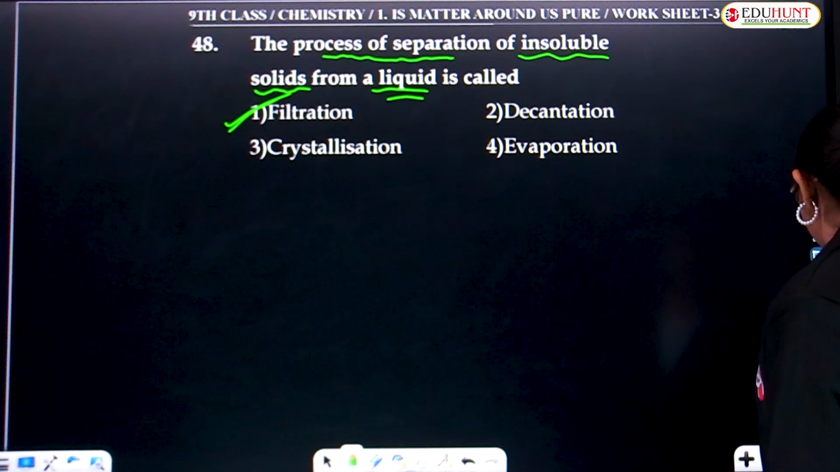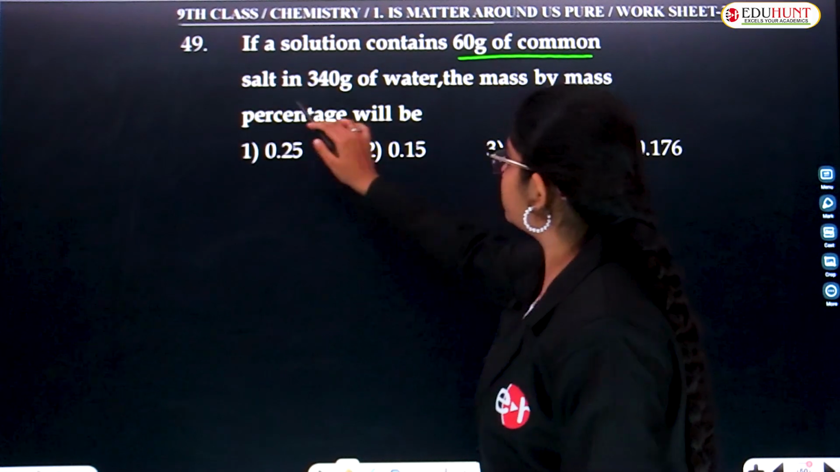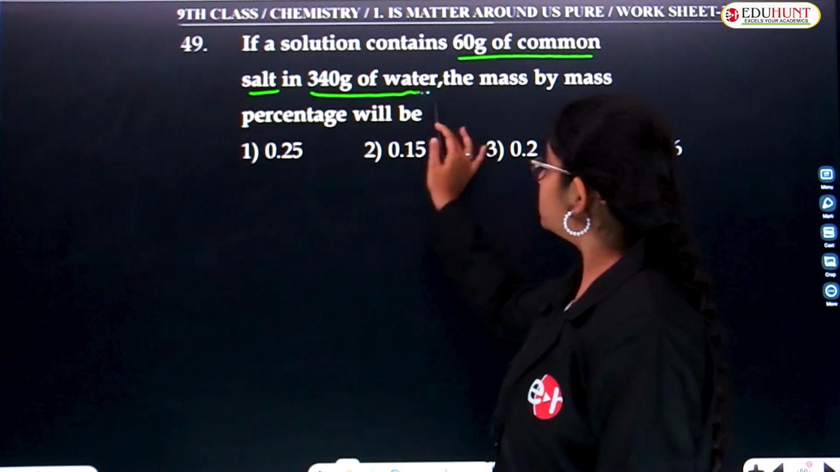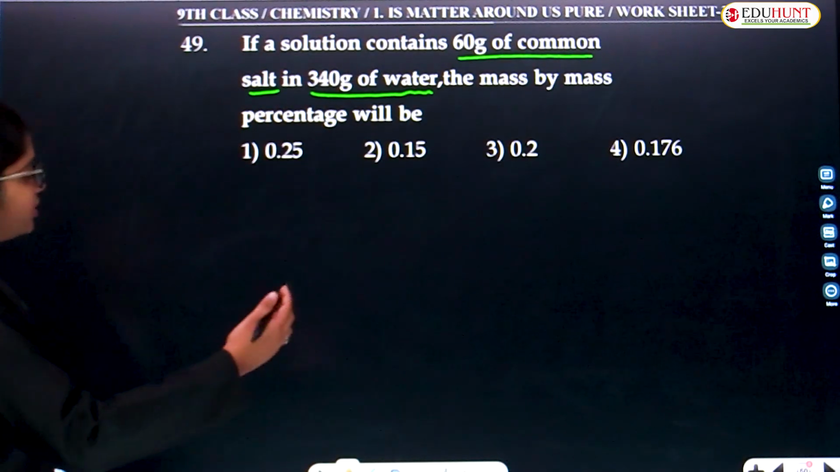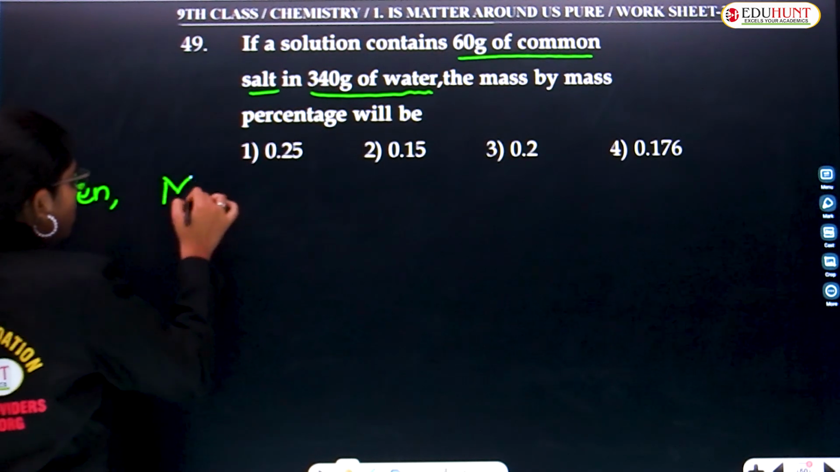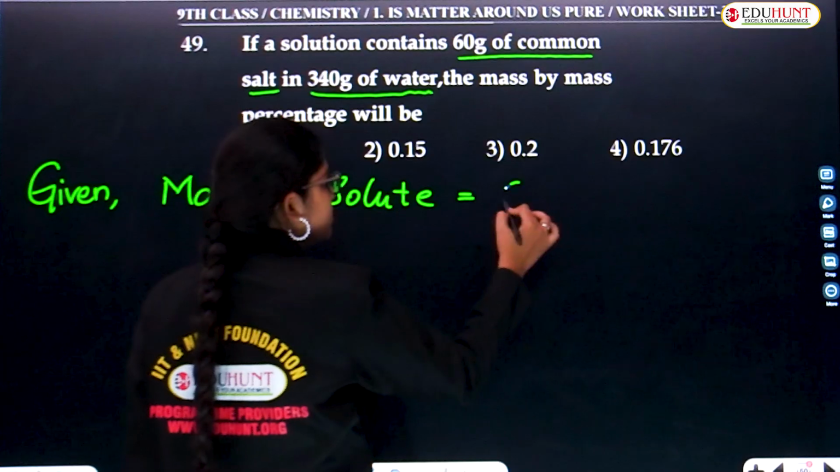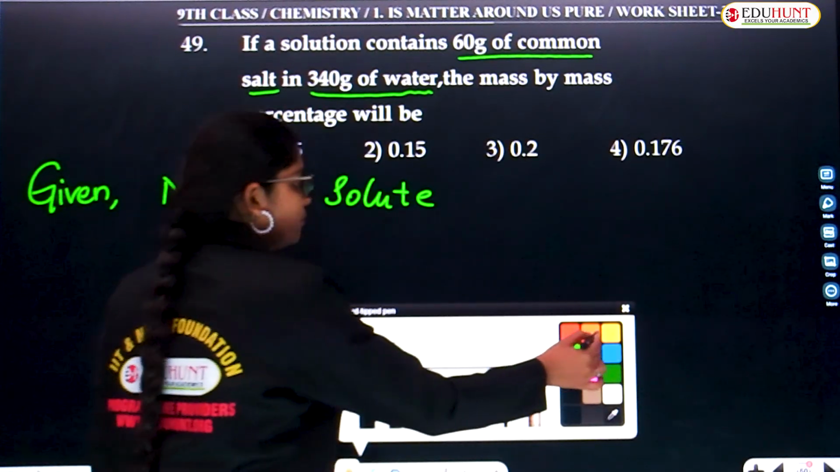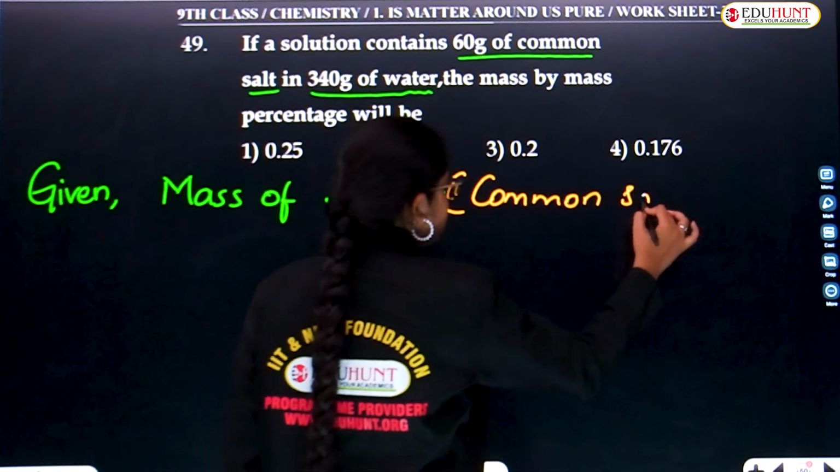Yes. Question number 49. If a solution contains 60 grams of common salt, which means it is a table salt, NaCl, right? Yes. In 340 grams of water, the mass by mass percentage will be, okay, this is about the formula one, right? So first I'll write the given one. We have given mass of solute is equals to how much, children? What is solute over here? ఇక్కడ solute లో ఏముంది? ఏమి ఇచ్చారు అక్కడ? We have common salt.